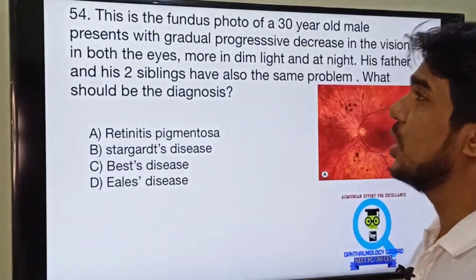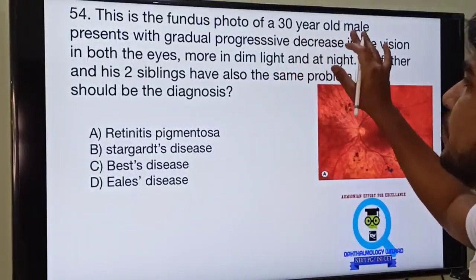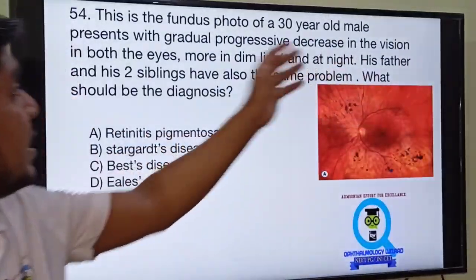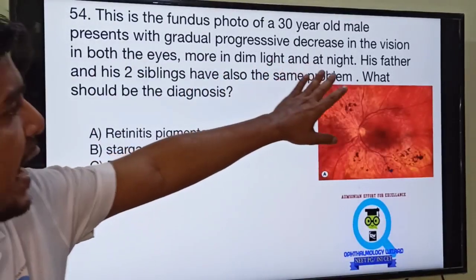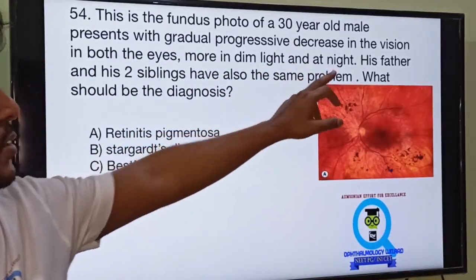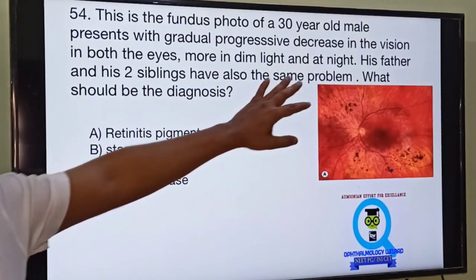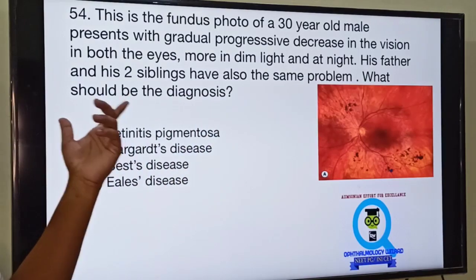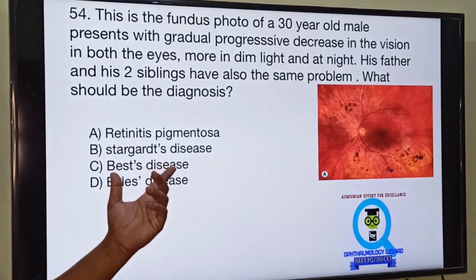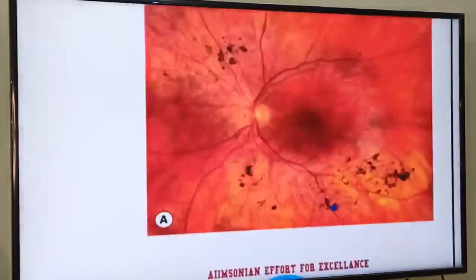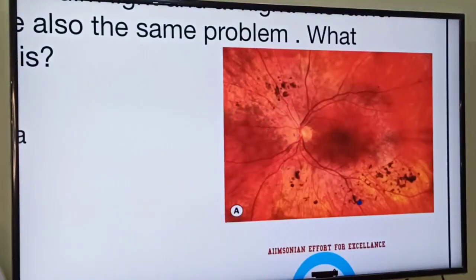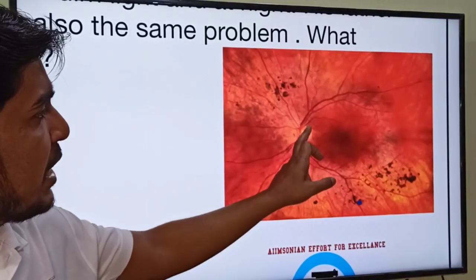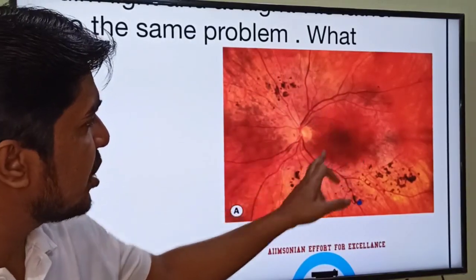Coming to this picture, this is the fundus photo of a 30-year-old male presenting with gradual progressive loss of vision in both eyes, more in dim light and at night. That means night blindness. His father and two siblings have the same problem, meaning a hereditary problem. What should be the diagnosis? RP, Stargardt's, Best disease, Eales disease. See the photo. This is typical of RP: the bony spicules, the waxy pale disc, and some arterial attenuation can be seen.